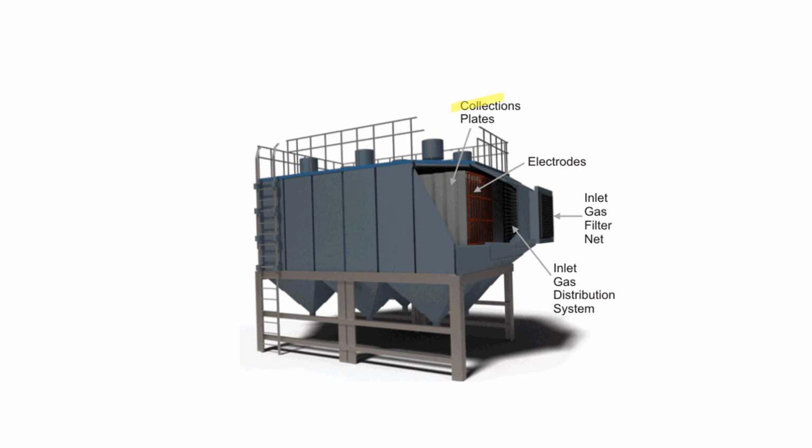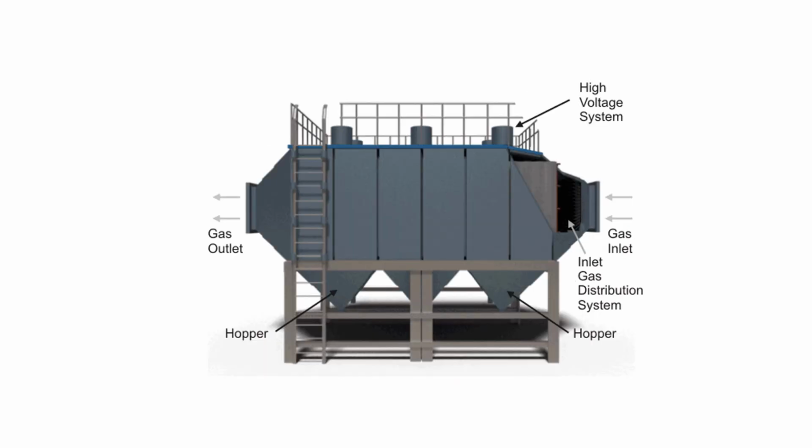Here we have the collection plate, that is the positive electrodes. Here we have the alternating electrodes. Here the inlet gas filter. Here the inlet gas distribution system. This is the gas inlet. Here the gas outlet. Here we are supplying the high voltage to the terminals of positive and negative electrodes. Because of the ionization, free electrons are formed. The free electrons are making the dust particles become negatively charged. The negatively charged dust particles will be attracted by the positively charged plate.